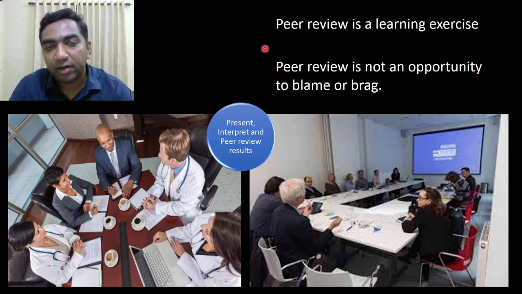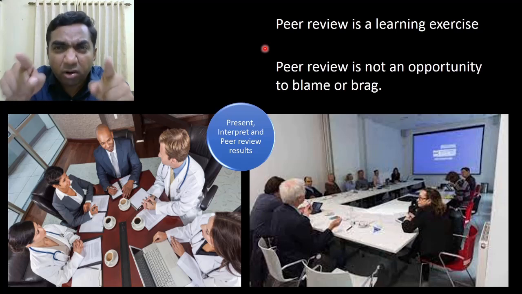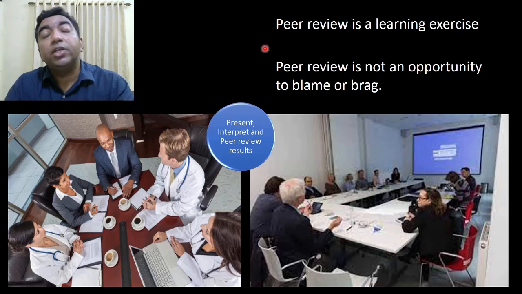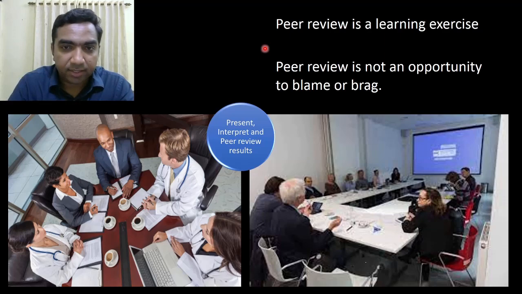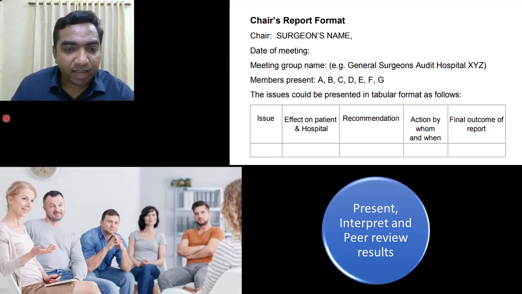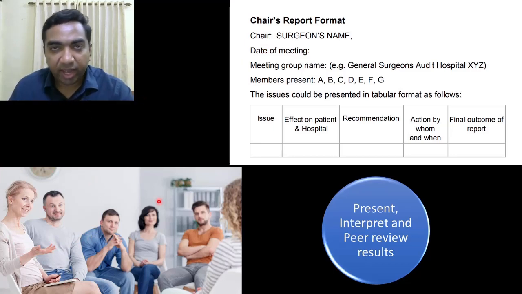Suppose one surgeon's complication rate is high, everybody should not blame that surgeon. Or suppose one surgeon's results are good, he should not brag about the results. So peer review has to be in a very good atmosphere. It is like a family discussing their problems, with both the senior faculty and the junior faculty, and finding the results.